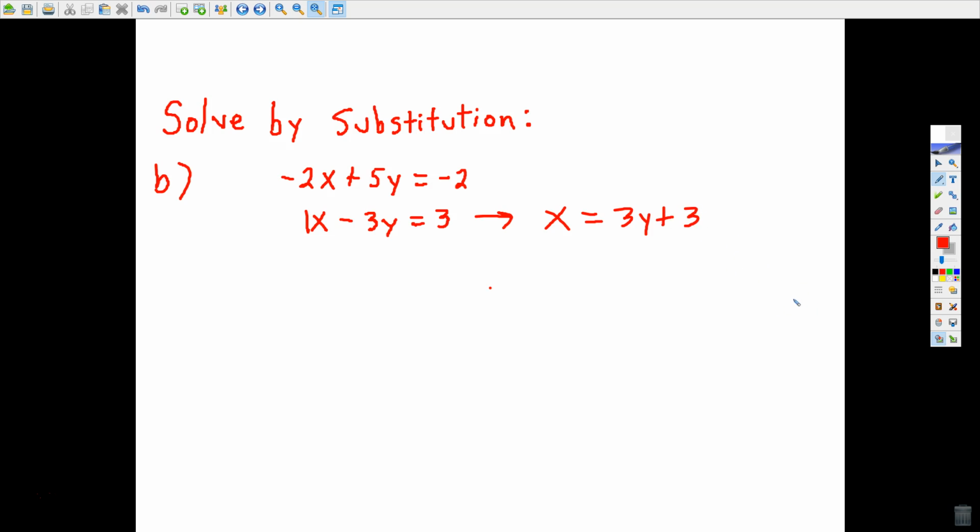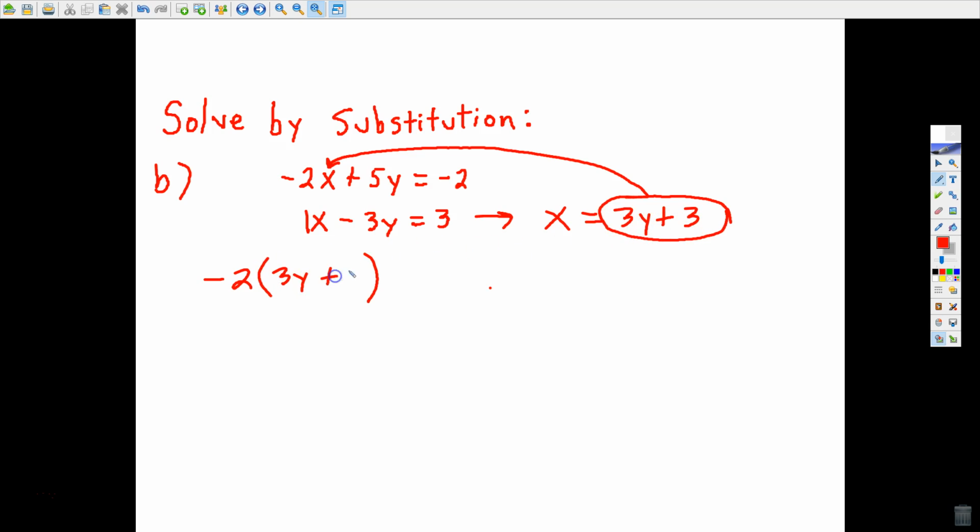So once again, substitution says solve for a variable. Okay, I just did that. And now replace that variable in the other equation. So in the top equation, I'm going to replace x with 3y plus 3. Looks like this. Negative 2, and now in place of x, I'm going to substitute 3y plus 3. And then the rest of this just gets written just like it shows.